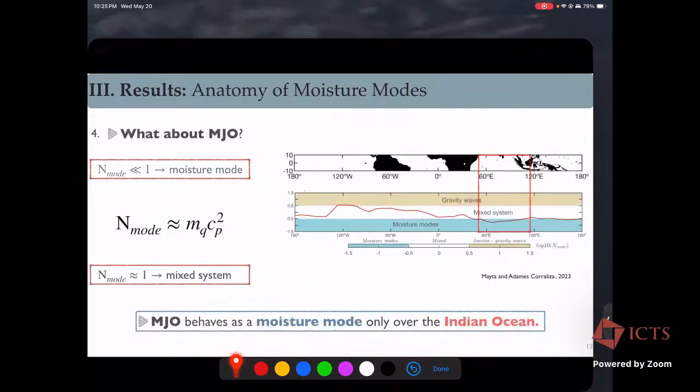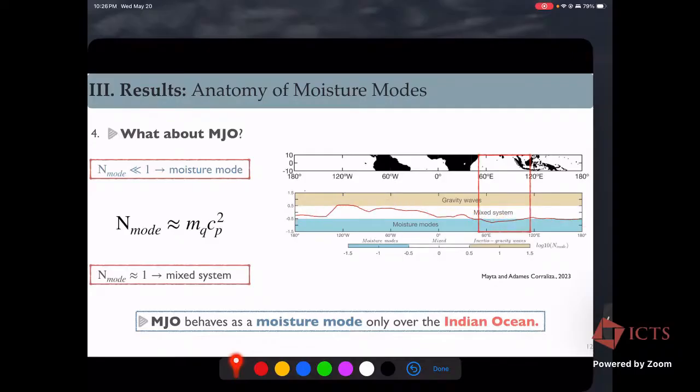You can also ask, what about the MJO? Is the MJO a moisture mode or not? So in this figure, I'm showing again the N mode variation across the whole tropical domain.